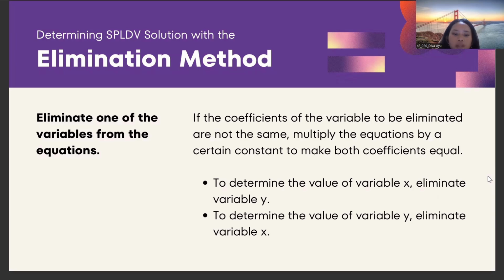Next is the elimination method. So the third method is the elimination method. The main idea is to eliminate one variable so that only one variable remains. If the coefficients of the variable are different, we multiply one or both equations by a suitable constant until the coefficients become the same. Then we add or subtract the equations to eliminate one variable.